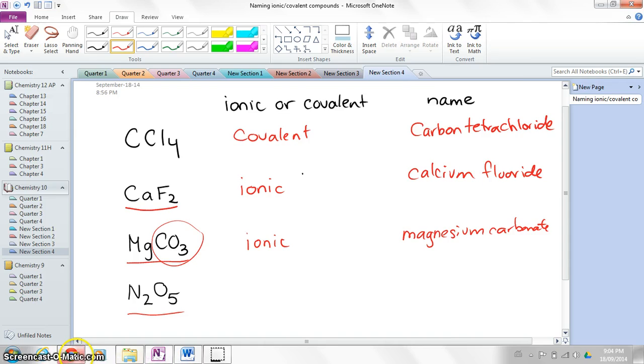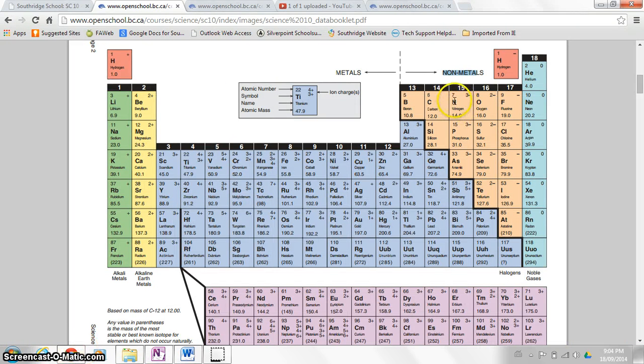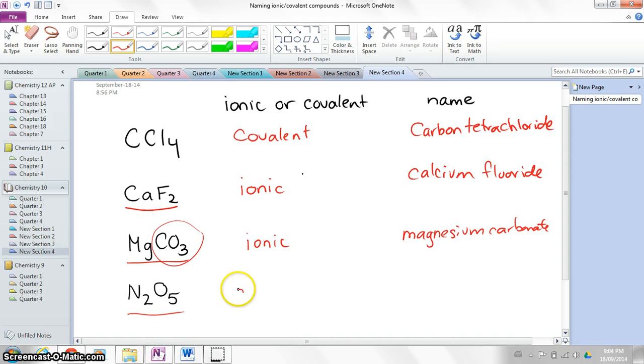N2O5. Check it out. Where are they on the periodic table? We got nitrogen and oxygen. So that means we have two nonmetals, so that means it's covalent. Another word for covalent is molecular. In this case, as with all covalent molecular compounds, you need to use prefixes. So this one's called dinitrogen pentaoxide.